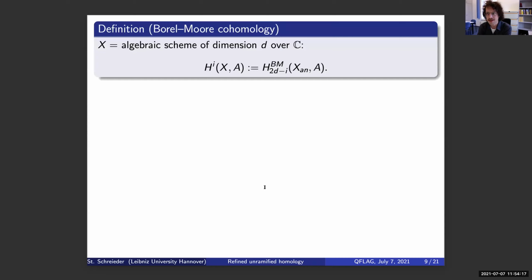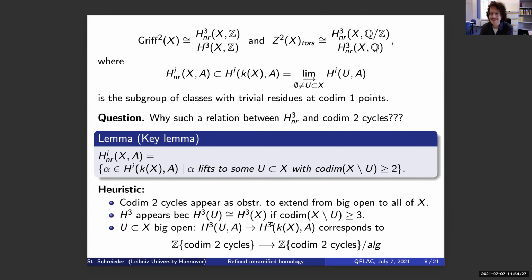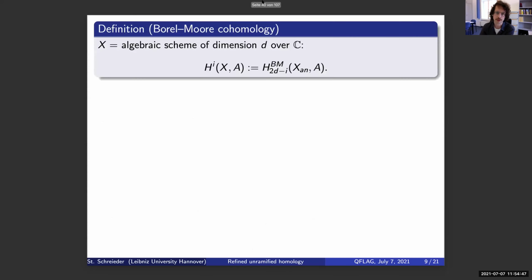Okay, and now I will make precise what cohomology functor I take. So this heuristic that I described here is pretty flexible. I didn't understand this at the beginning, but at some point I understood that this doesn't even need smoothness of X. So it's a very general phenomenon. And so to treat non-smooth spaces, I cannot work with singular cohomology, but I need Borel-Moore homology. So H^i(X, A), what I mean by this is what I call Borel-Moore cohomology, and it is not really cohomology, but it is really homology. It's Borel-Moore homology in degree 2d minus i, where d is the dimension of X.